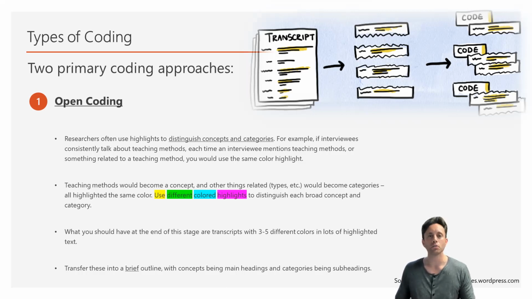And then you're going to try to break down multiple instances of those transcripts that fall into those respective codes. As the third point says, what you should have at the end of this is perhaps 3 to 5 different colors of highlighted text for you to continue to go back to your original source and to try to find more information that fit into those codes. You're going to transfer these into a brief outline at the end that really guides your further write-up and overall analysis of your data.